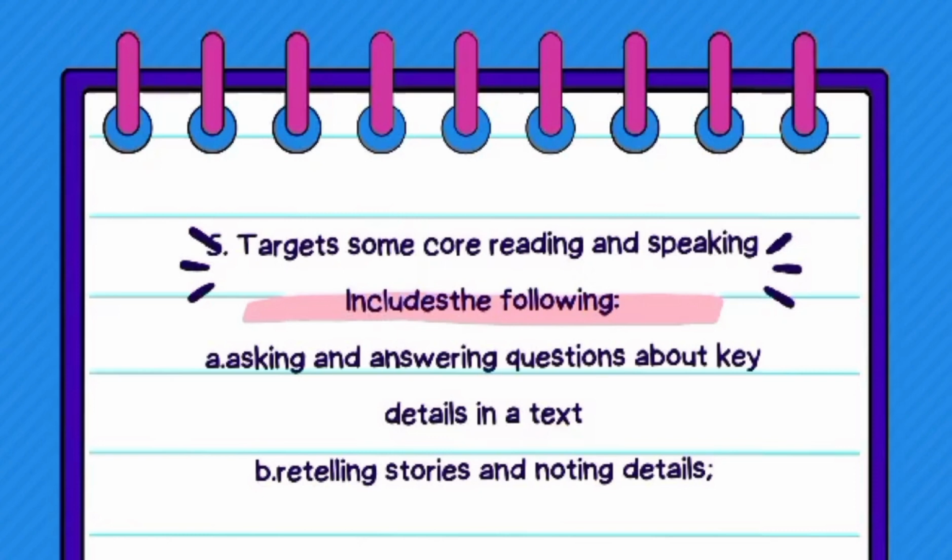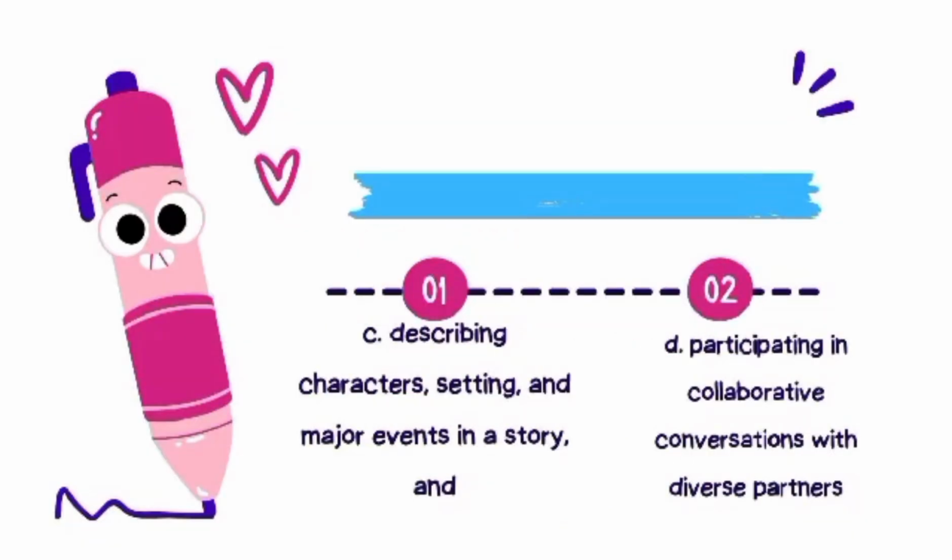So next is retelling stories and noting details. It is one way to share the context of the story and note details to encourage other learners to read. So next is describing characters, setting, and major events. One way to encourage other learners to read is to expose to them the characters of the story, their characteristics, and the major events or what's going on in the story.